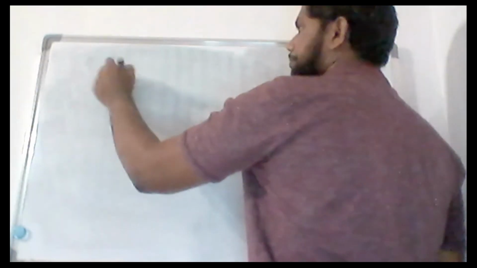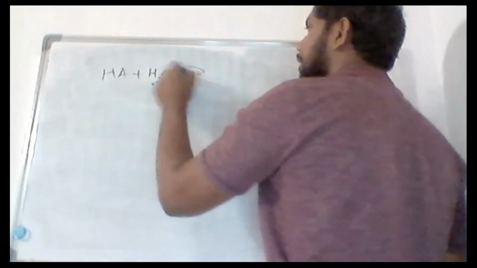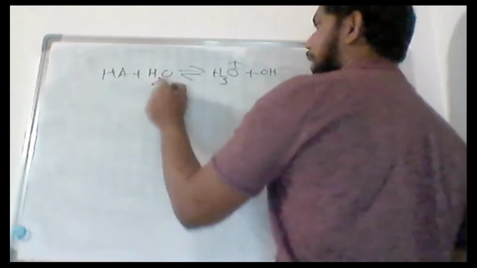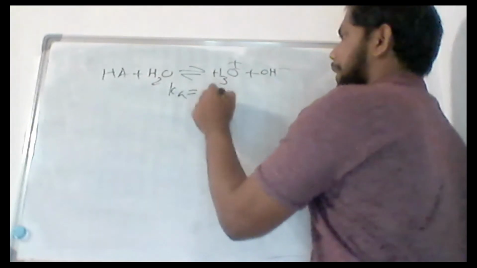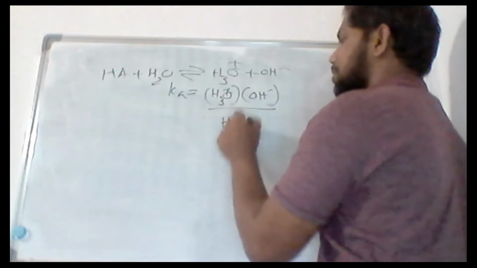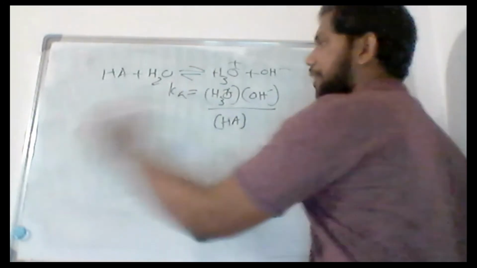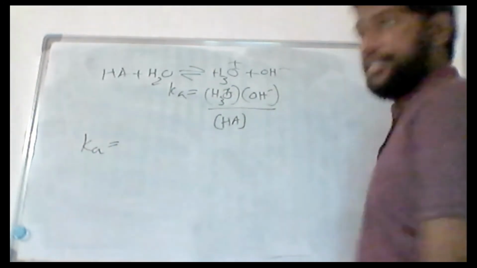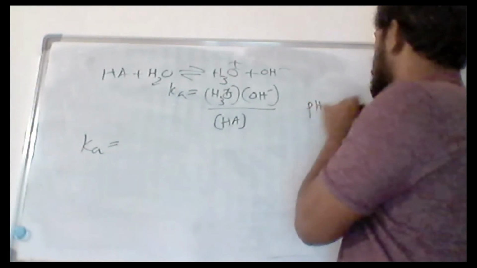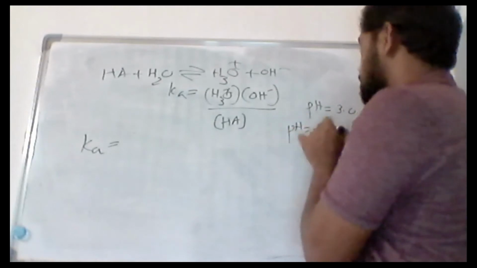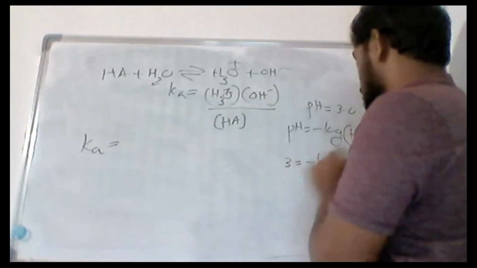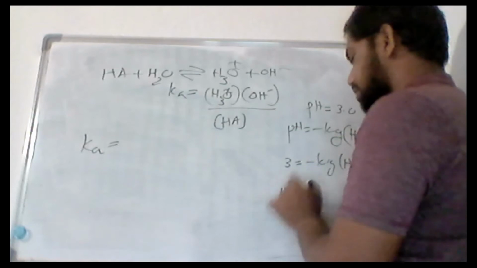So we have HA that is going to react with water in an equilibrium, forming H3O+ and A minus. So Ka is equal to H3O+ concentration times A minus concentration over HA concentration. So we have to find this Ka. The easiest thing is they have given pH, which is given as 3.0. So pH is equal to minus log H+ concentration. So 3 is equal to minus log H+ concentration.